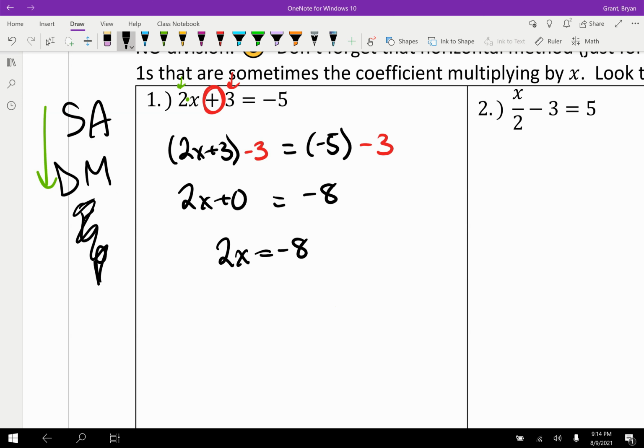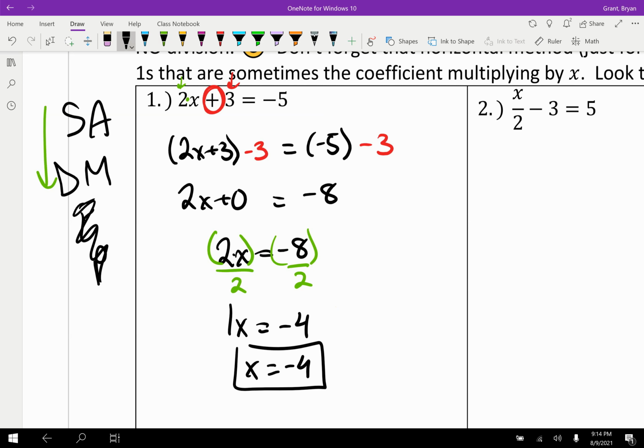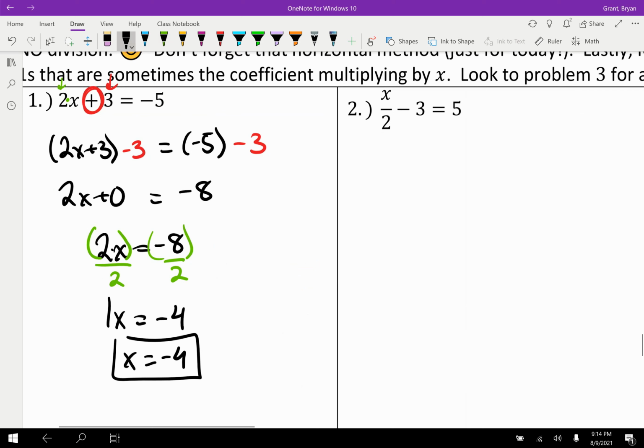All right, are we done? Well, no, there's still a number on the same side as x, the 2, and the 2 is multiplying by x. So how do we undo multiplication? Well, now you are free to use division, so we're going to go ahead and divide both sides by 2. Don't forget to group in parentheses, though. We distribute the 2 inside. 2 divided by 2 is 1x. Negative 8 divided by 2 is negative 4. So x equals negative 4. Nice. Let's try a couple more.